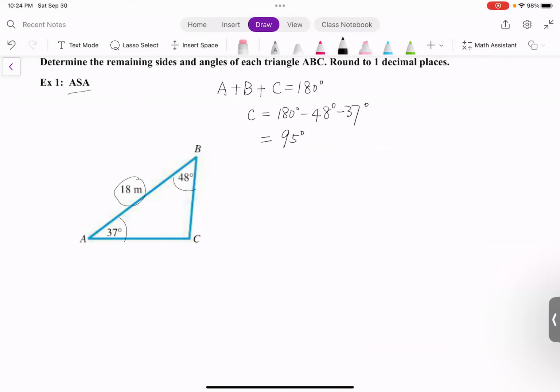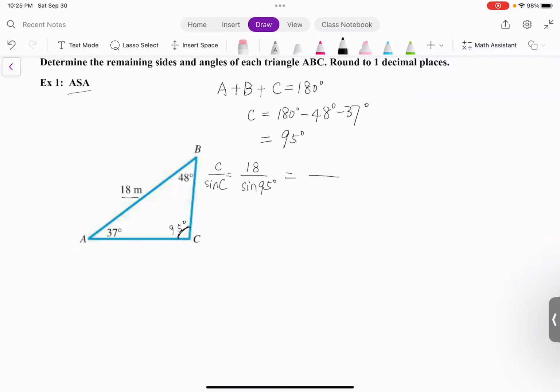And then I know that this is 95 degrees. The opposite of C is given as 18 meters. So I have the angle C and the opposite side. Okay, I can list the relationship, which is opposite over sine C, so 18 over sine 95 degrees. And this represents c over sine C.